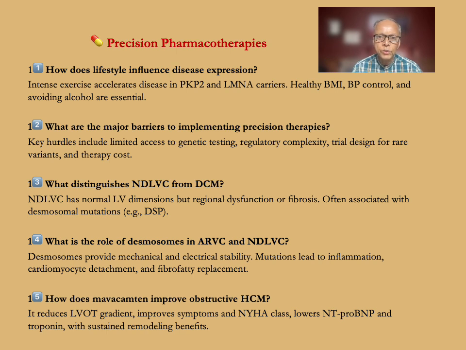What are the major barriers to implementing precision therapies? Key hurdles include limited access to genetic testing, regulatory complexity, trial design for rare variants, and therapy cost.